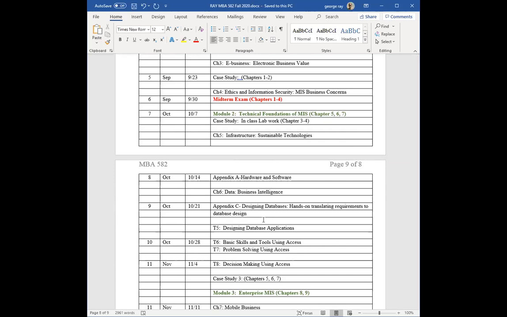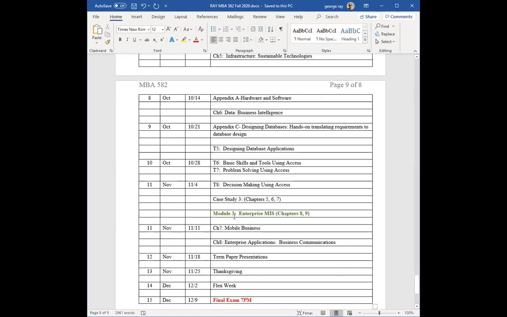And then the 7th of October, that week, we'll have another case study where we apply the knowledge we've learned in chapters 3 and 4 to the business. And we'll go over chapter 5. The week of the 14th, we're going to go over hardware and software, as well as business intelligence. And then the 21st, we'll be looking at how we design databases.